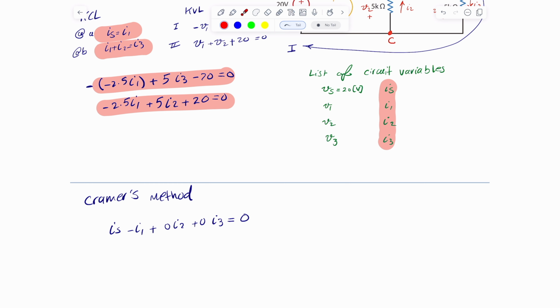And I can focus on the second KCL equation in here. The second equation tells me it has 0 I of S plus I1 plus I2 plus 0 I3 equals 0. Or actually it's not 0 I3, it's actually negative 1 I3 because I have an I3 on the other side, which is negative 1 I3 or just negative I3.